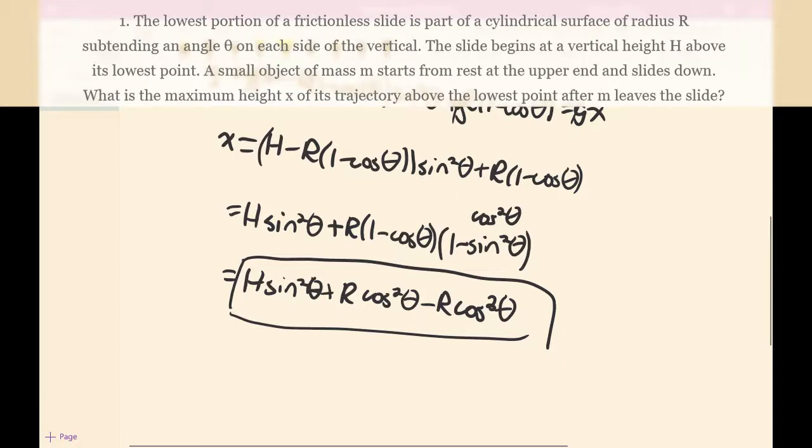Okay, since it appears no one has any questions, I'll move on to the second problem now.